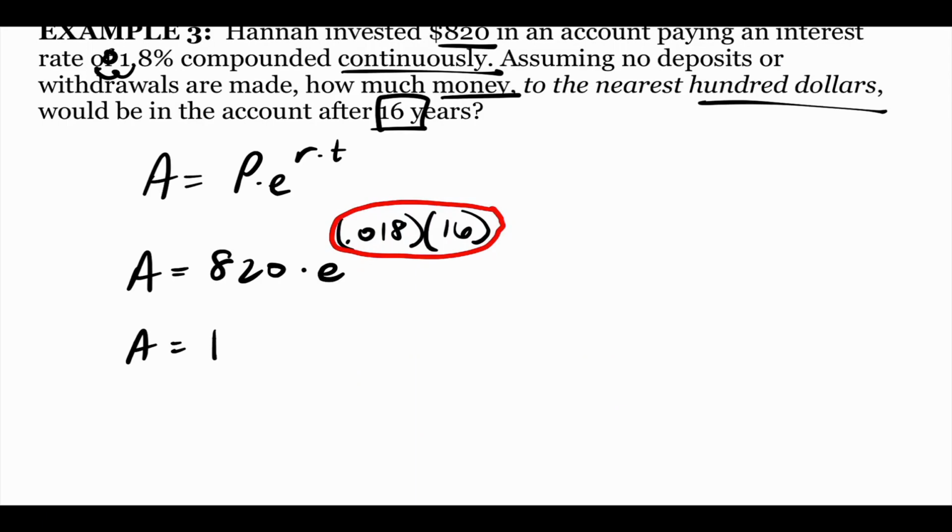1, 1, 0, 0, decimal 0, 0, 0, 0. We don't have to write all those decimals if it's 0. $1,100.